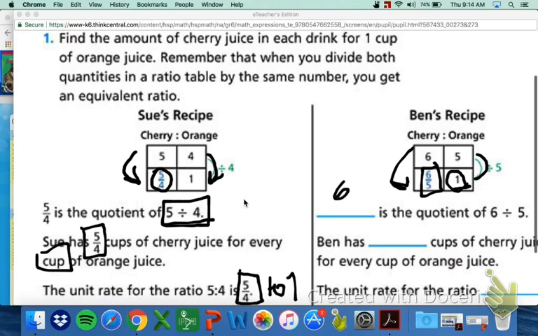So 6/5 is the quotient of 6 over 5. Ben has 6/5 of a cup of cherry juice for every 1 cup of orange juice. So the unit ratio is 6/5.